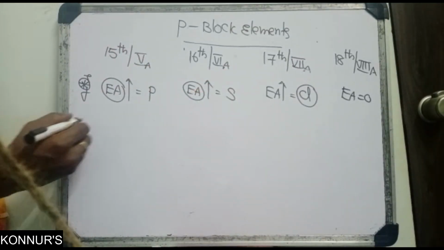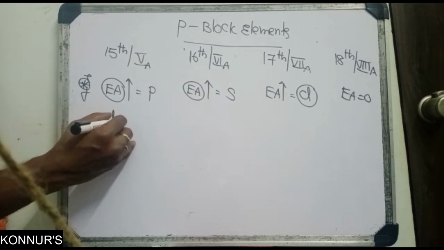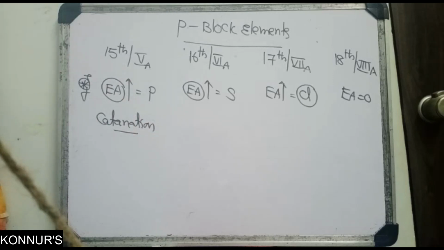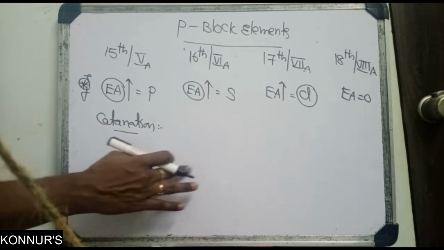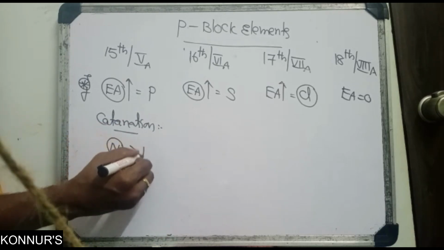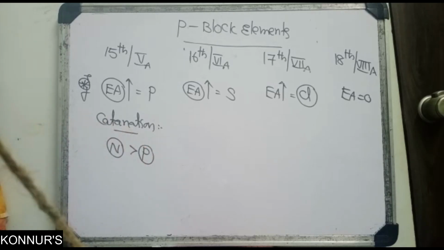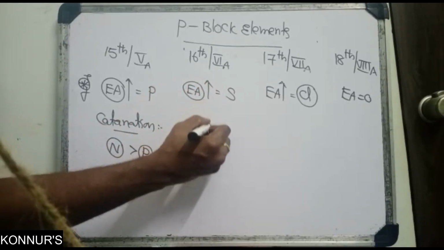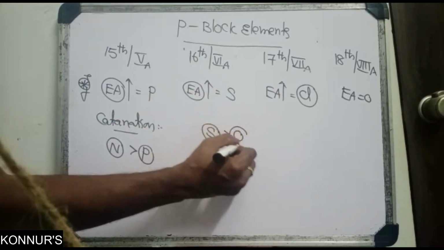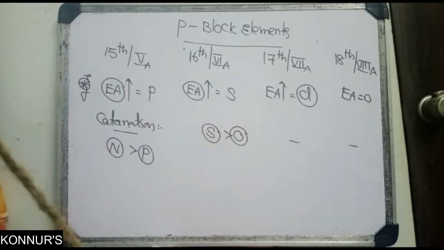Next, you see catenation. Catenation starts from the 14th group. Carbon is showing the highest catenation. So one element continuously combines with that element only. Here nitrogen is greater than phosphorus? Suppose you come to the 16th group. Sulfur has more catenation than oxygen. Next here, no need to discuss catenation.